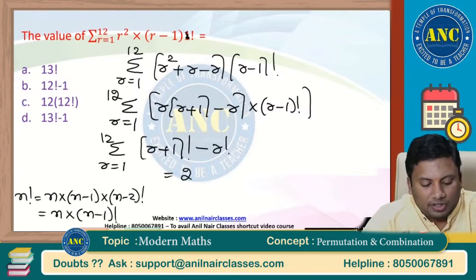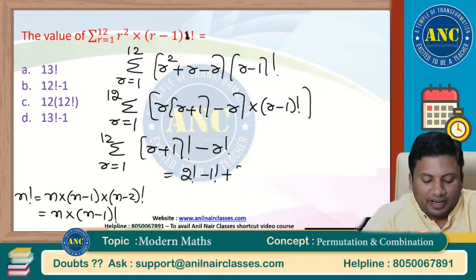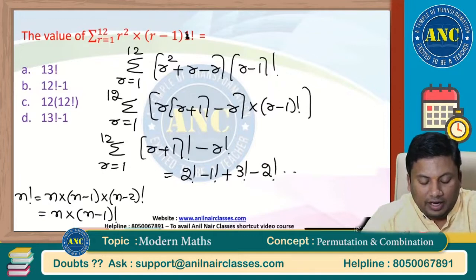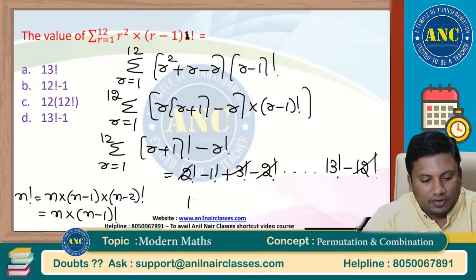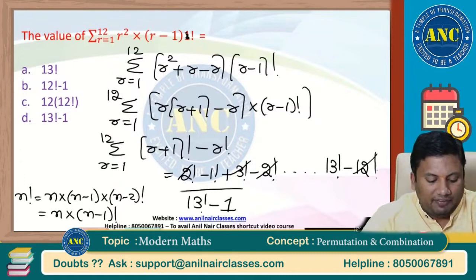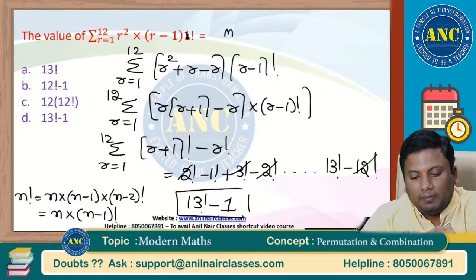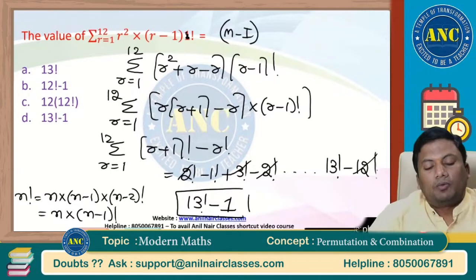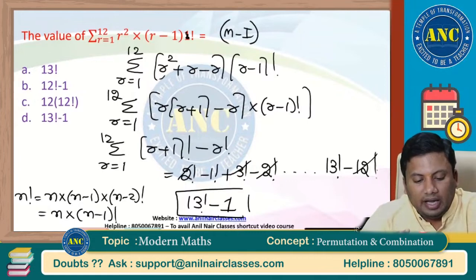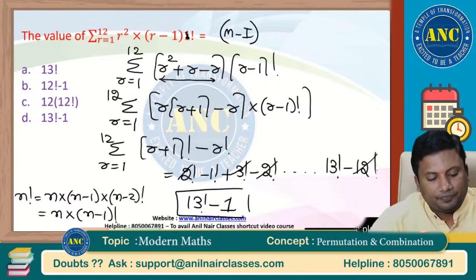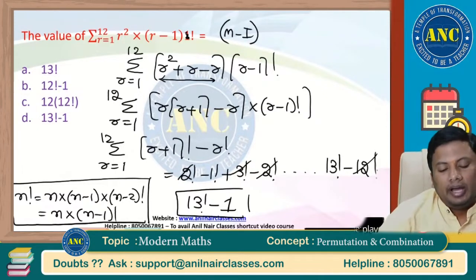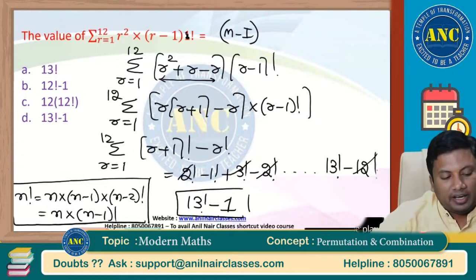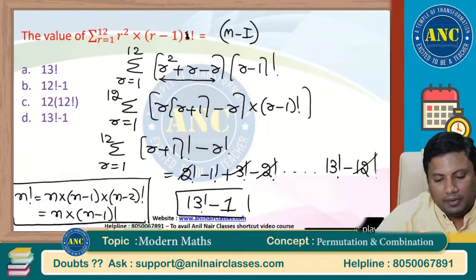So if I substitute 1, I get 2 factorial minus 1 factorial, then 3 factorial minus 2 factorial, and so on up to 13 factorial minus 12 factorial. All negatives will get cancelled except minus 1. The answer is nothing but 13 factorial minus 1. This is method number 1. For r equivalent to 1 to 12, what I did was add r and subtract r. Then I used the property that n factorial is n into (n minus 1) into (n minus 2) factorial, or n into (n minus 1) factorial.